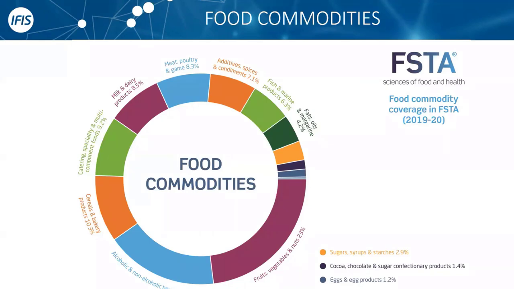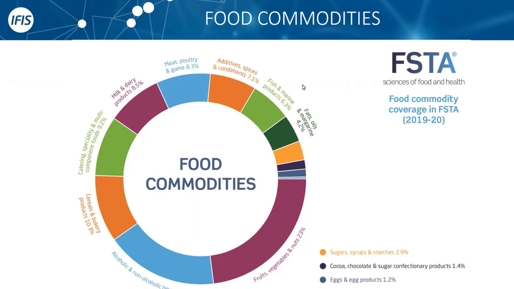So FSTA, which stands for Food Science Technology Abstracts, actually has a broader remit than that. Initially, when FSTA was founded in 1968, it really did just focus on food science and technology, but it's expanded to include more and more information about nutrition as well. So the sciences of food and health. But the focus of our content is food.